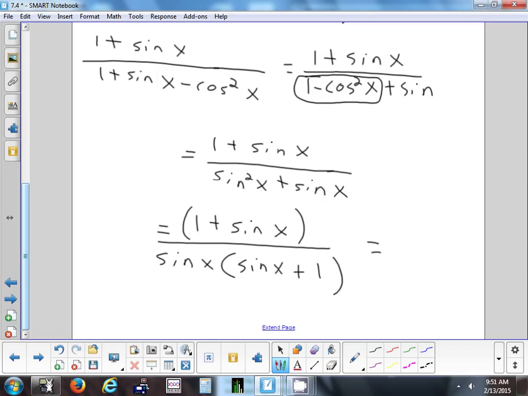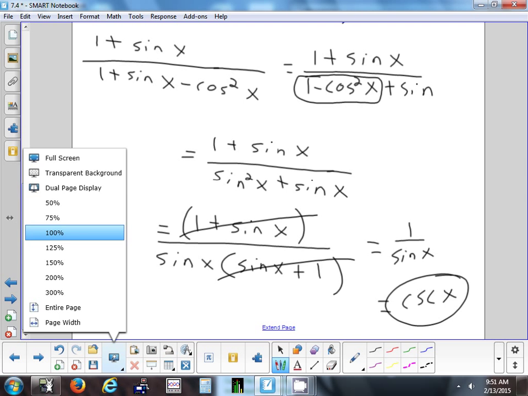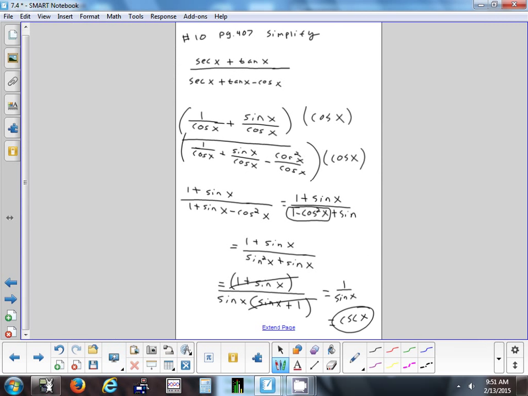Anybody see a common factor that's in both the top and the bottom now? Yeah. 1 plus sine what? Yeah, 1 plus sine, sine plus 1, same thing. It all cancels out. And now in the top, you cancel it out, you're left with a 1. In the bottom, you're left with sine. And what is 1 over sine? Just the cosecant. So this entire thing we started out with, really complicated expression, really? It's just the cosecant.